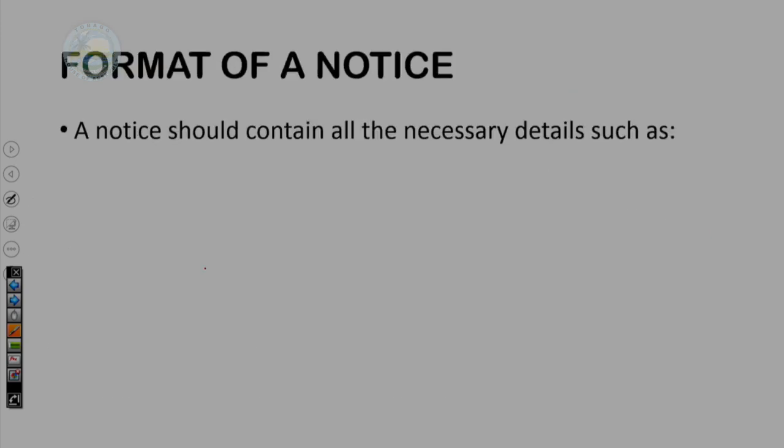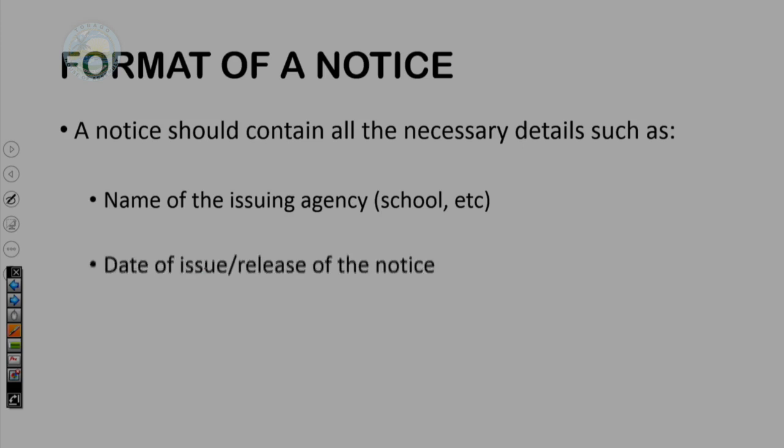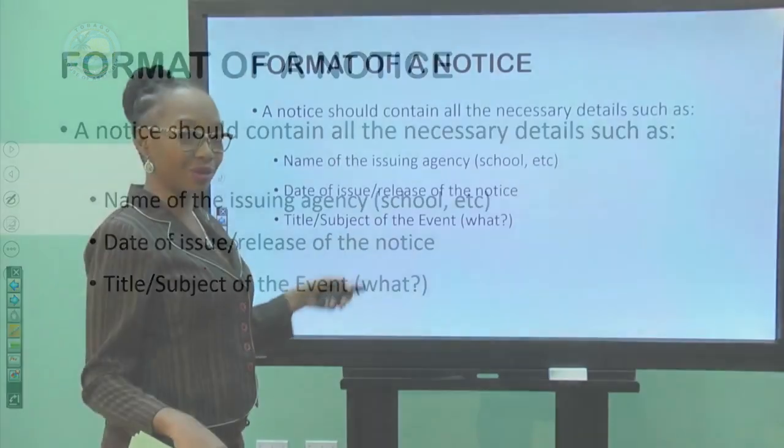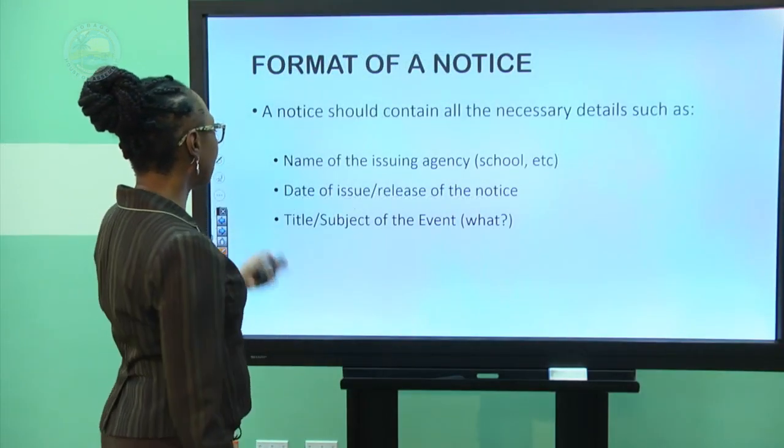The format of a notice. A notice should contain all the necessary details, such as the name of the issuing agency, if it's a school, if it's a council, a club. You want the date of the issue or the release of the notice, when this notice was sent out. So the date of the issuing of the notice has to be on the notice. The title or subject of the event. What is this notice about? Are you beginning to see some similarities between this and what we discussed earlier in terms of our emails and our letters? So your title or subject.